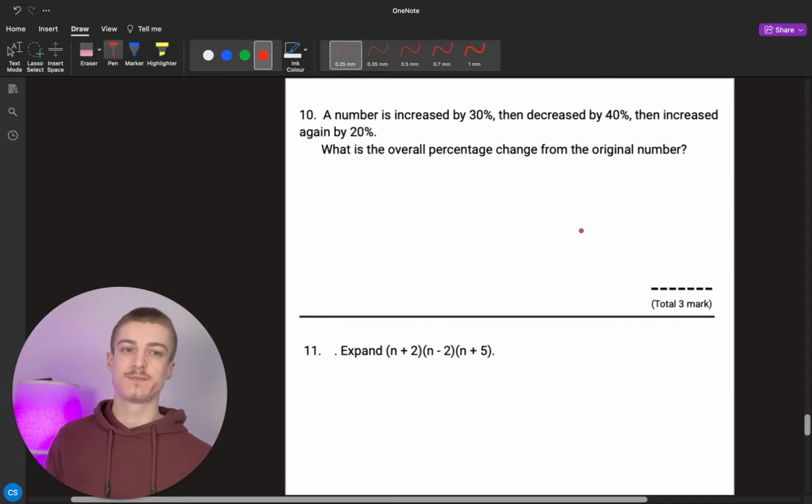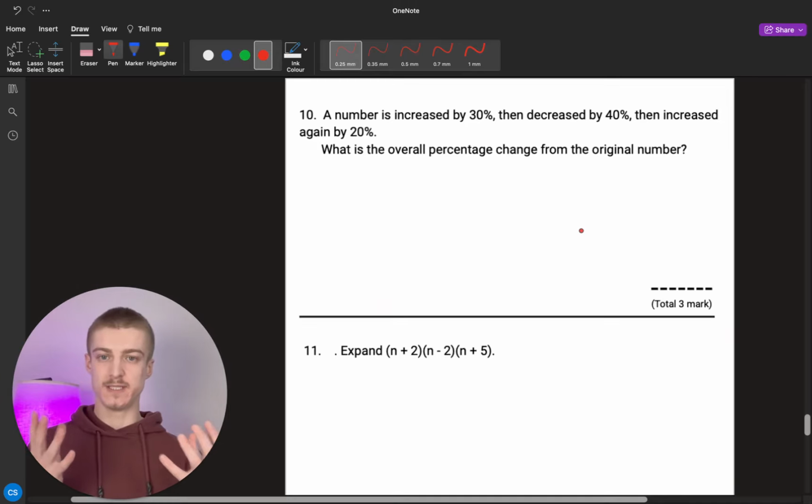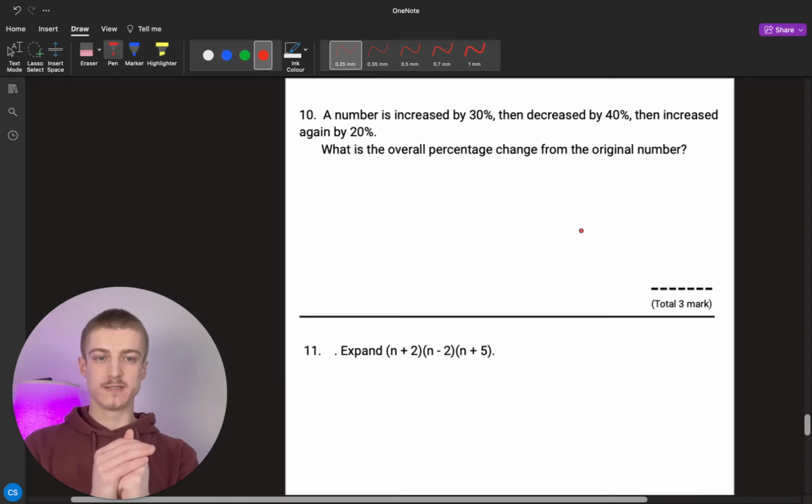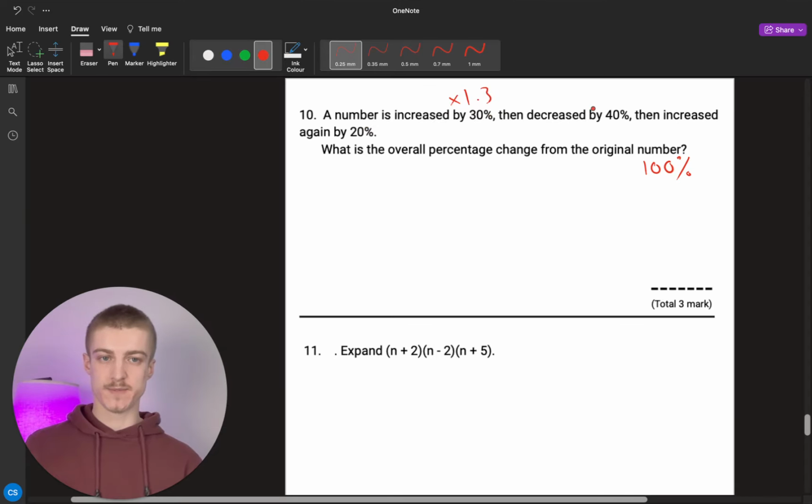Okay. Now, question 11, expand (n + 2)(n - 2)(n + 5). I'm just going to focus on the first two brackets first. So n times n, we get n squared. n times minus 2n. You might notice this is the difference of two squares, right? So these are going to cancel.